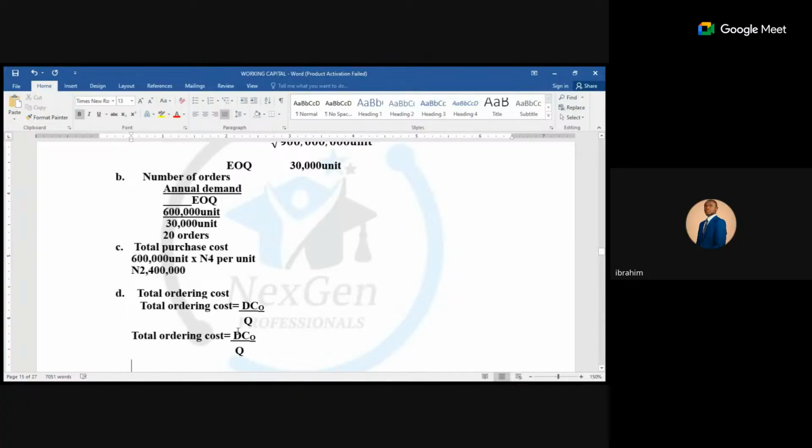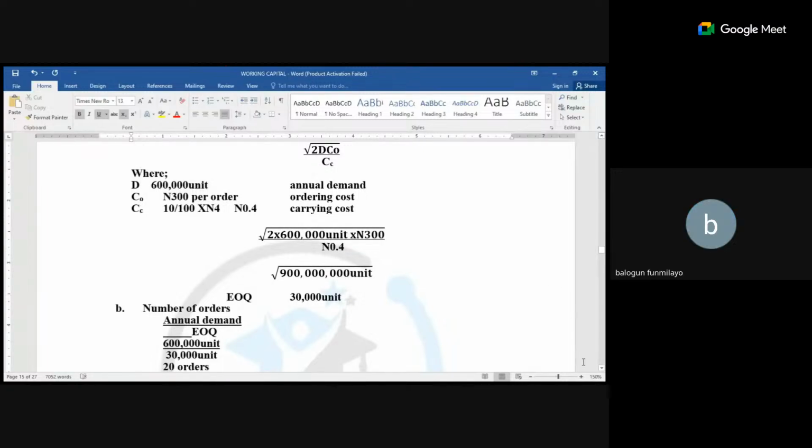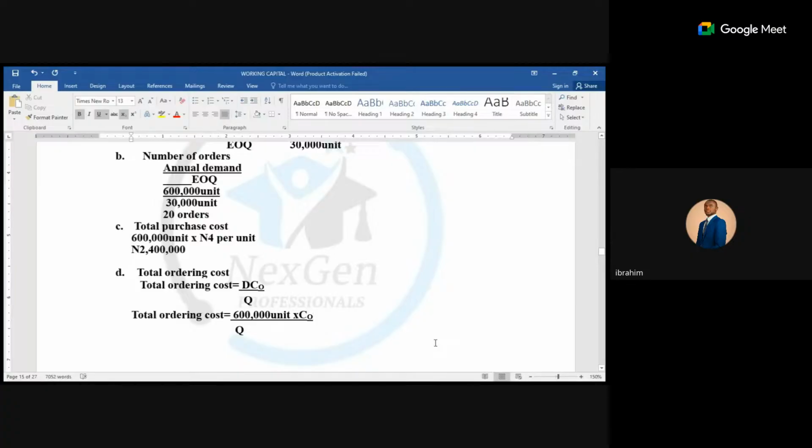So annual demand is 600 units. Then we have the ordering cost per unit, OC. What is the ordering cost? 300 naira, per order or per unit, whichever. 300. What is the EOQ? Which is the Q? 30,000 units. What is the total ordering cost? 6,000 naira.